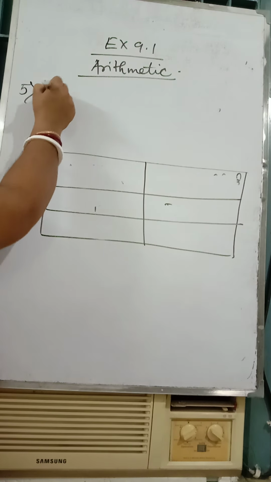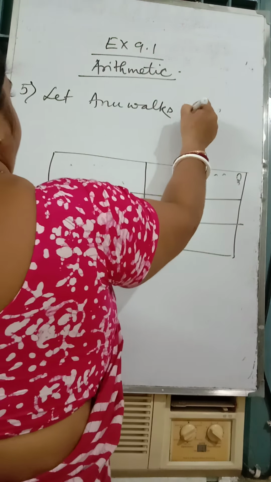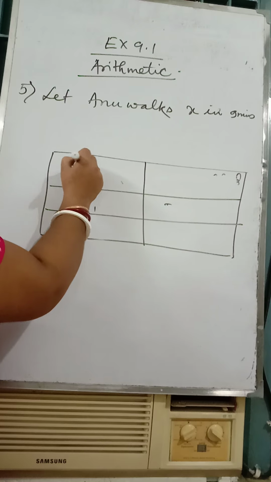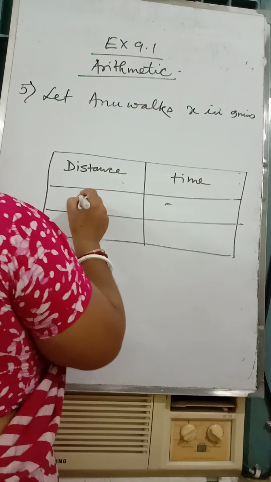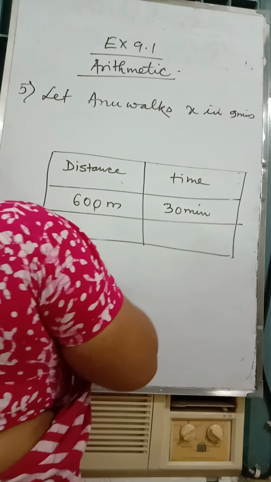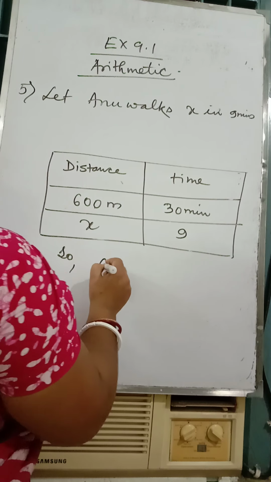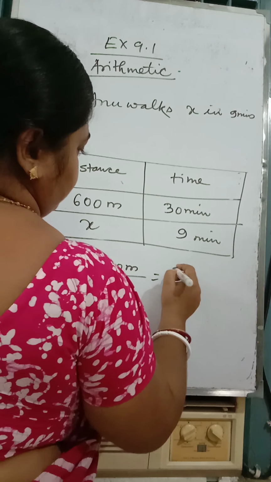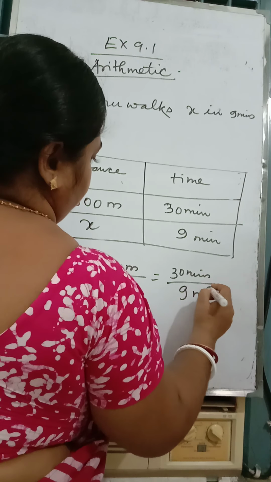Let Anu walk X in 9 minutes. Clear? Now here distance, time. She walks 600 meters in 30 minutes. The meaning of half an hour is 30 minutes. So X meters in 9 minutes. So what can we do? 600 meters by X is equal to 30 minutes by 9 minutes. Do not write half an hour there. Now minutes cancel.